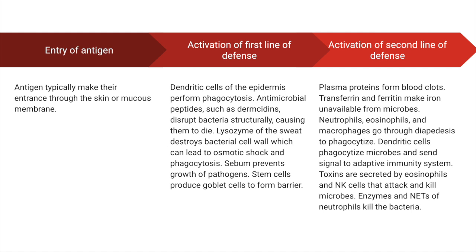Another leukocyte that can secrete toxin is the NK cell, or natural killer lymphocyte cell. NK cells can secrete toxins onto surfaces that have been infected by virus or also cancer cells. Another leukocyte that has a role in the second line of defense is the neutrophil.